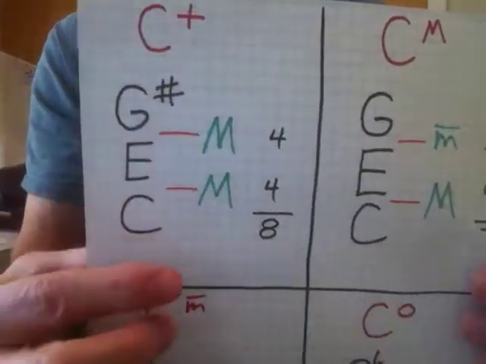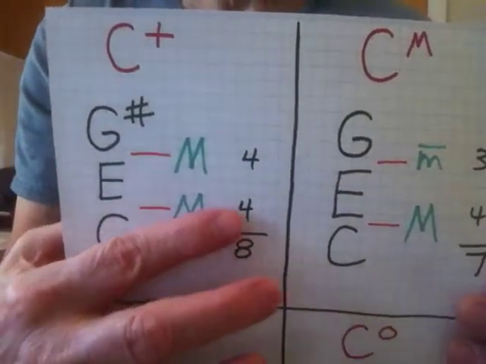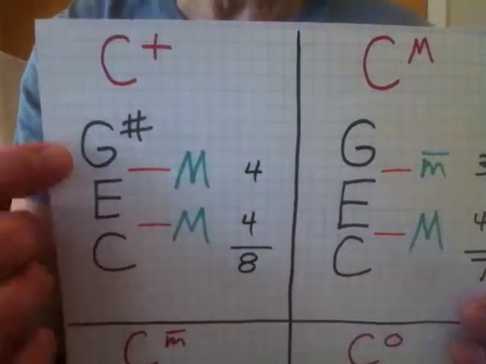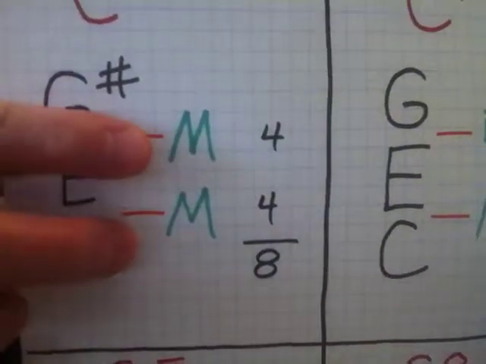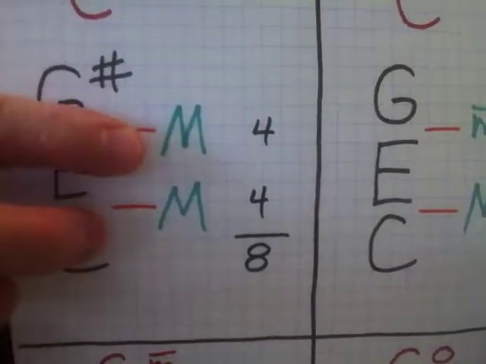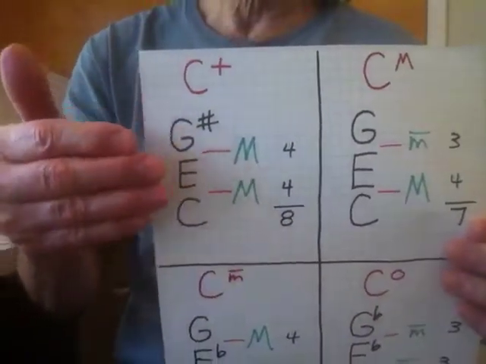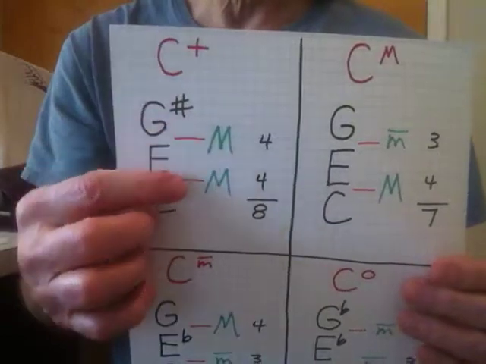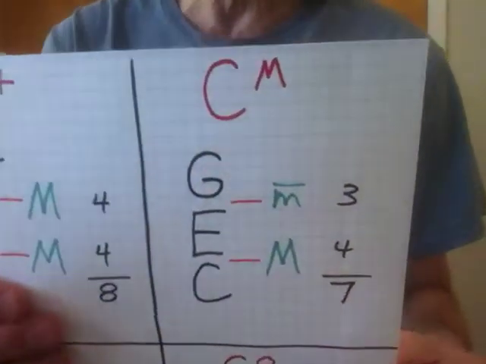So that tells us that because there's 4 half steps between the C and the E, and 4 between the E and the G sharp, you have 2 major thirds. In this bass chord, you have 2 major third intervals. See that? Now over here you have the C major chord.